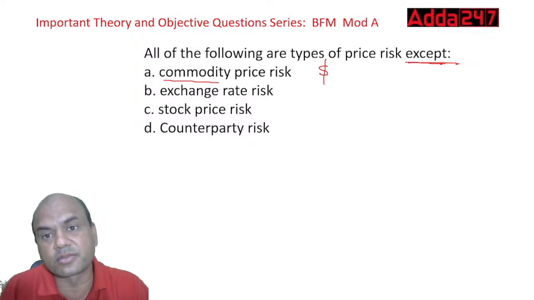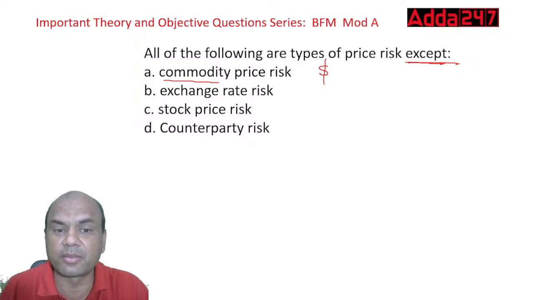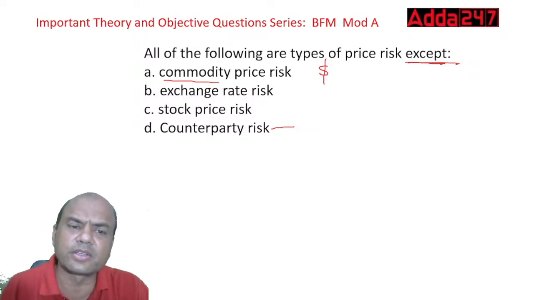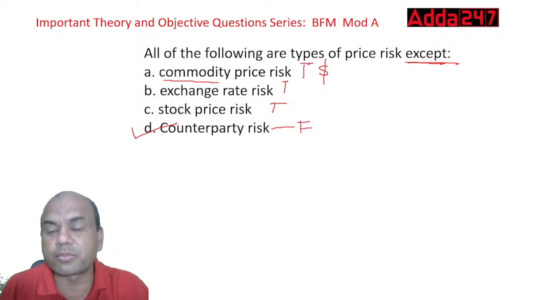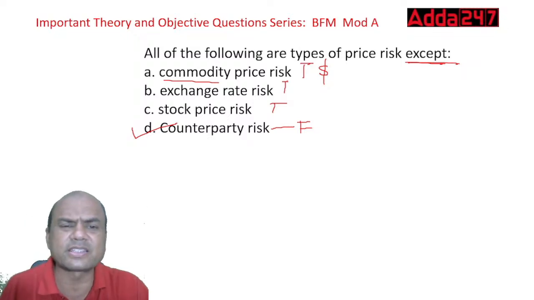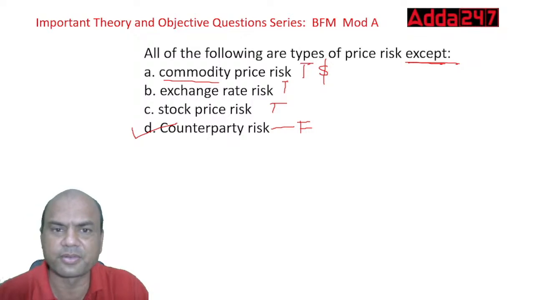Stock price risk and counterparty risk. Now it's the typical one. Counterparty is what? Just now we saw it: credit. So is it a part of price risk? No. So this is the answer. These are all true, and this one is false, and we want the false one, which is not a type of price risk. Stock price risk is obviously a part of price risk only.